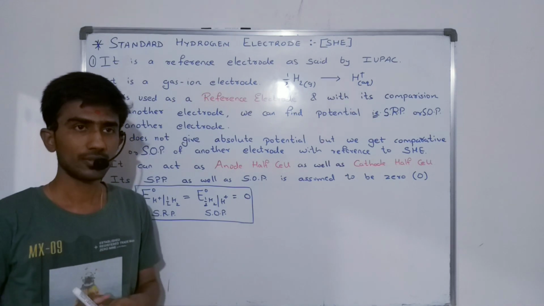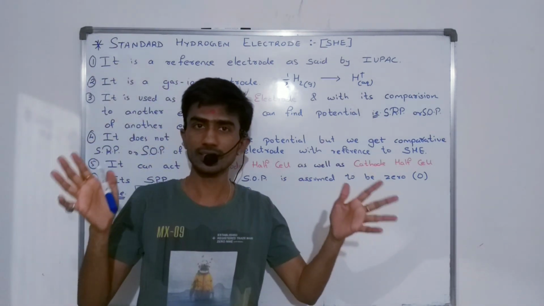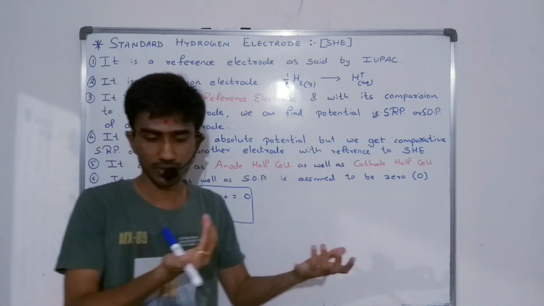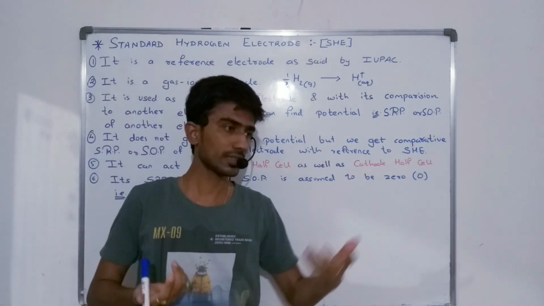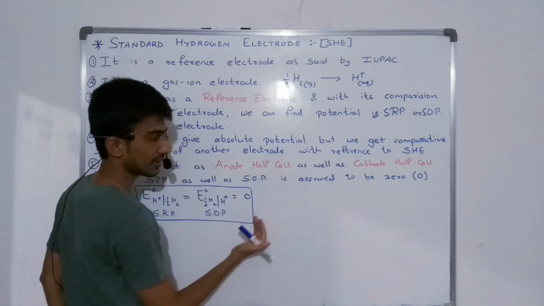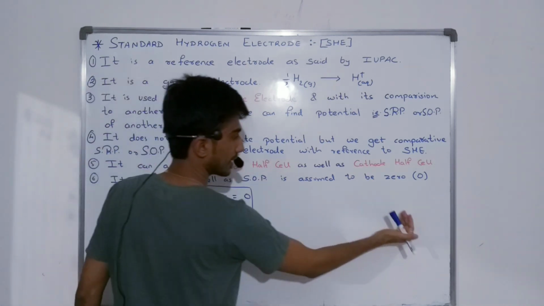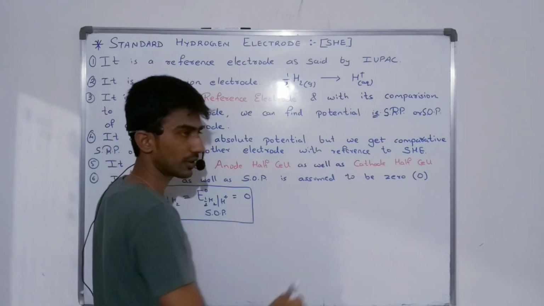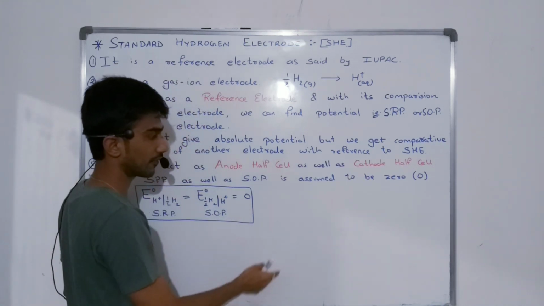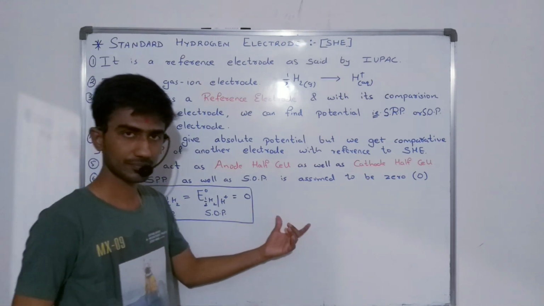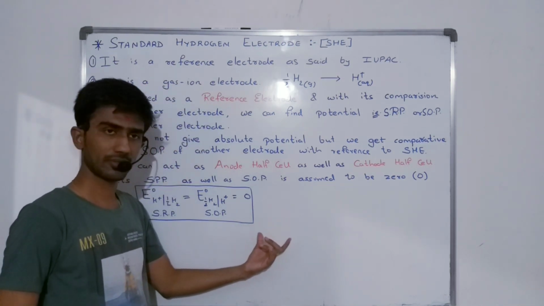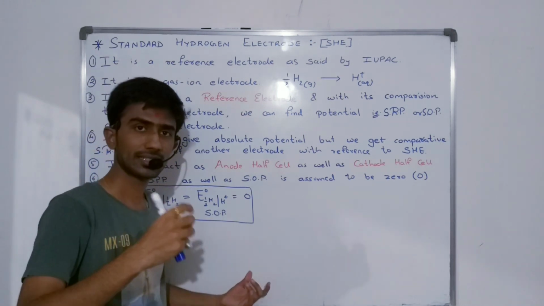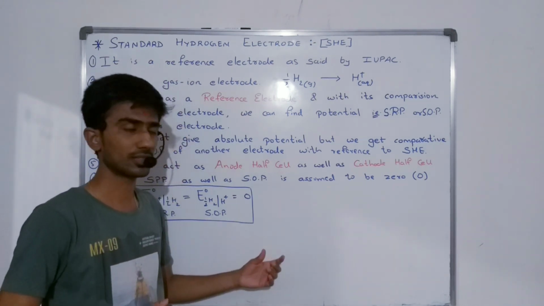You might be remembering that in the Daniell cell we have taken 2 half cells. One was the anodic half cell, another was the cathodic half cell. Here on the left hand side is the anodic half cell, on the right hand side it was the cathodic half cell, and both the cells were connected with a salt bridge. Both of the half cells were having their standard reduction potential.